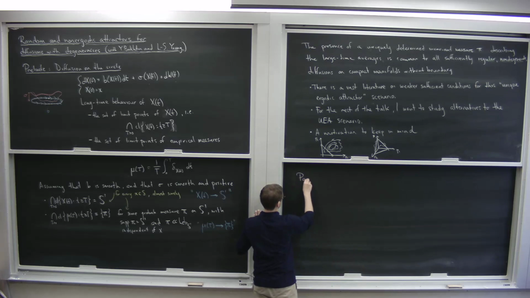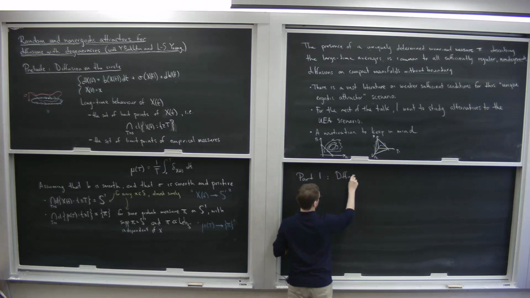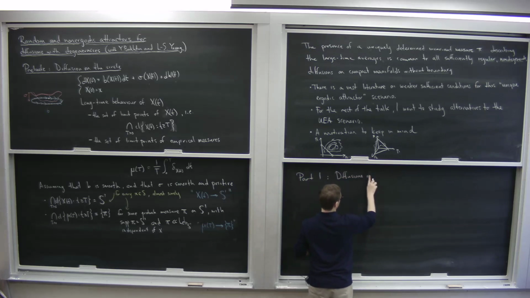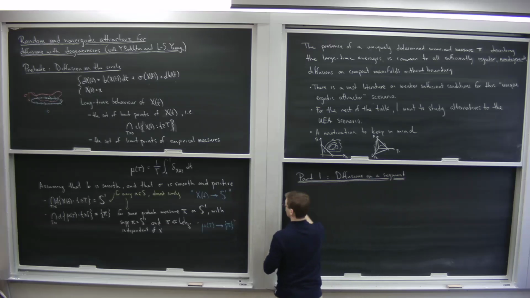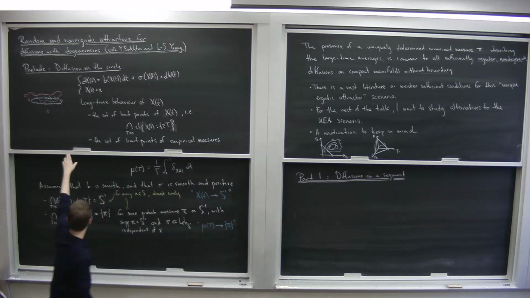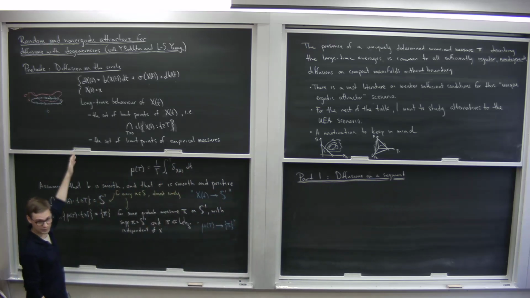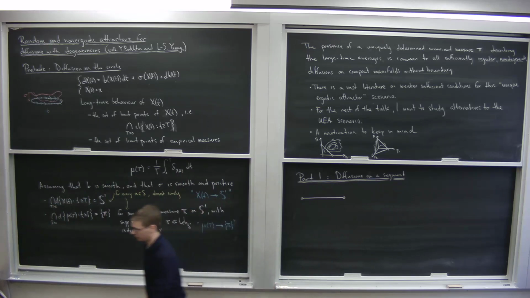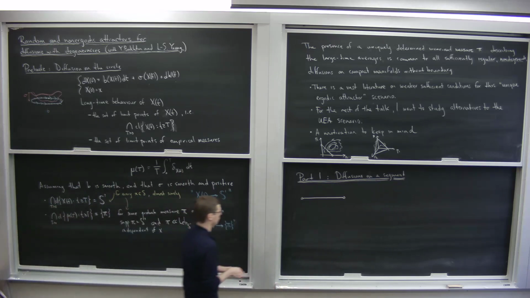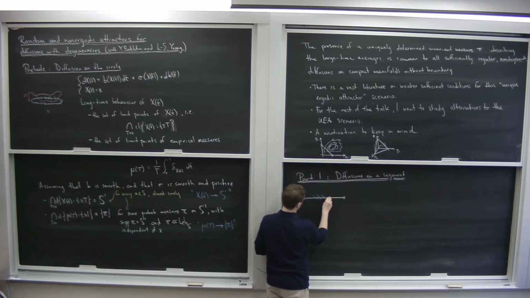Part 1. The closest thing to this that has a boundary would be you cut the circle to make it a line. And again, on the line, I have a vector field B and I have a noise intensity.